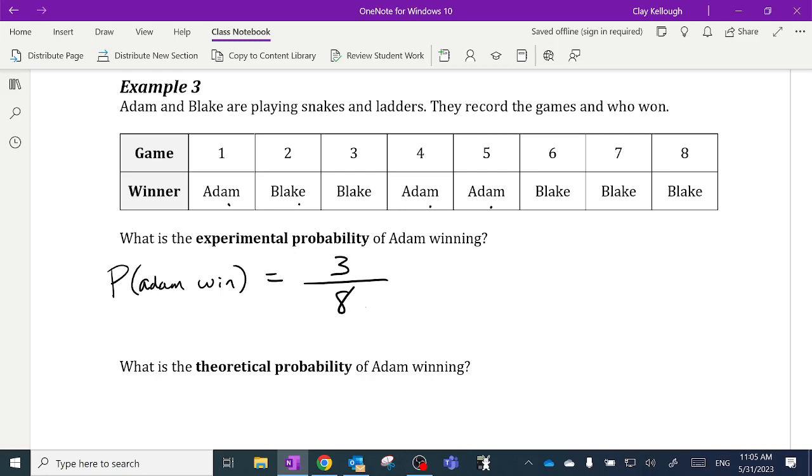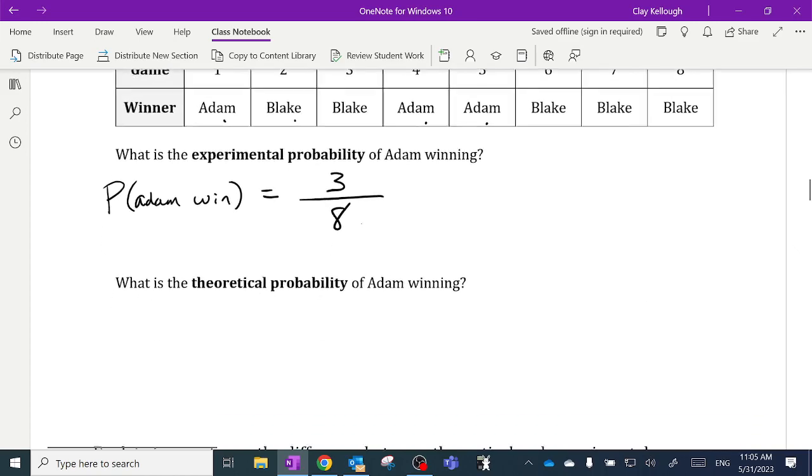Decimals and percents I got to think about. I like fractions. I think most people who do probability, especially for a living, your statisticians and stuff, percents and decimals they would only use when they're presenting to their bosses. When they're doing their own work, it's probably fractions. What's the theoretical probability of Adam winning?